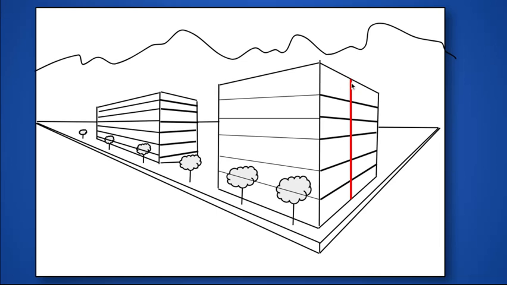But if we put it a little bit back, if we just move that line a little bit back from the center, now our brain is going to say, oh, that window is the same size, but it's smaller away.